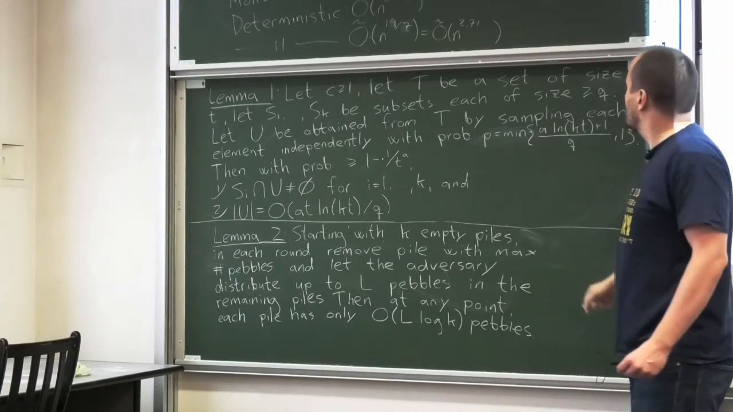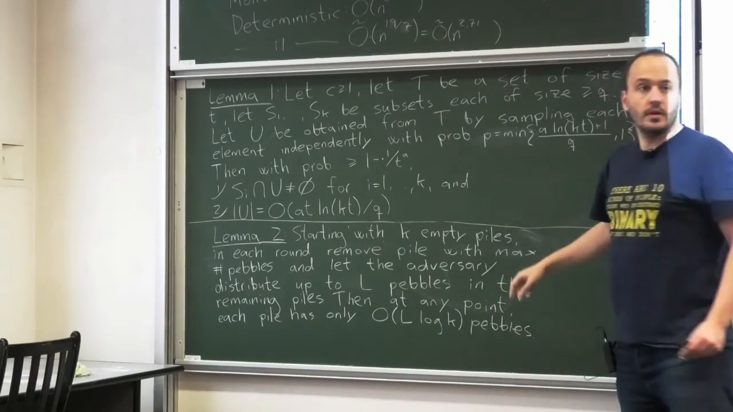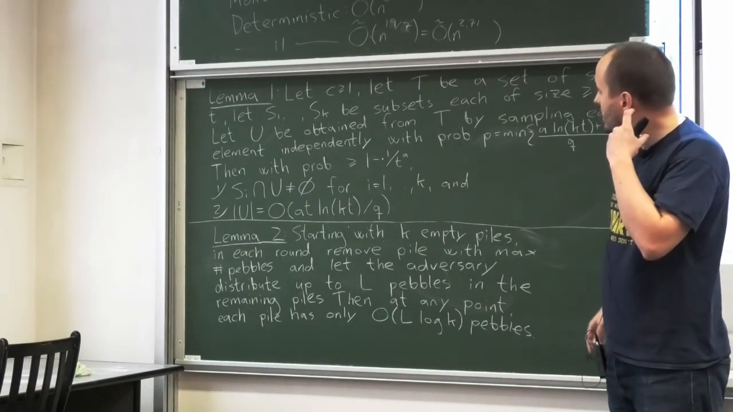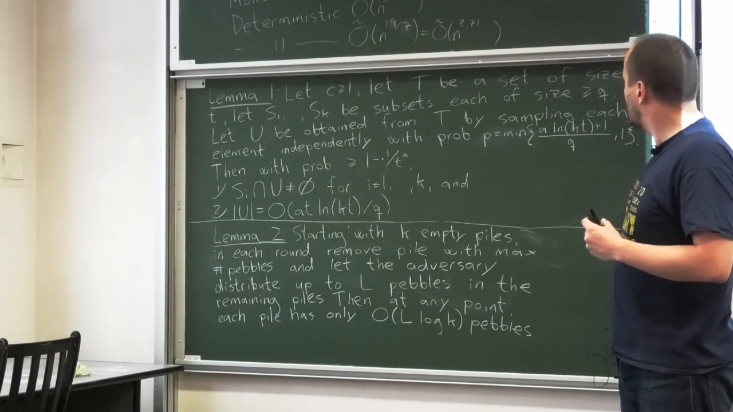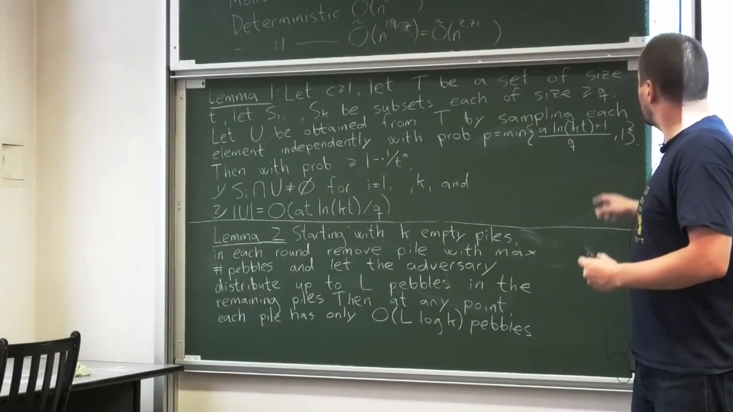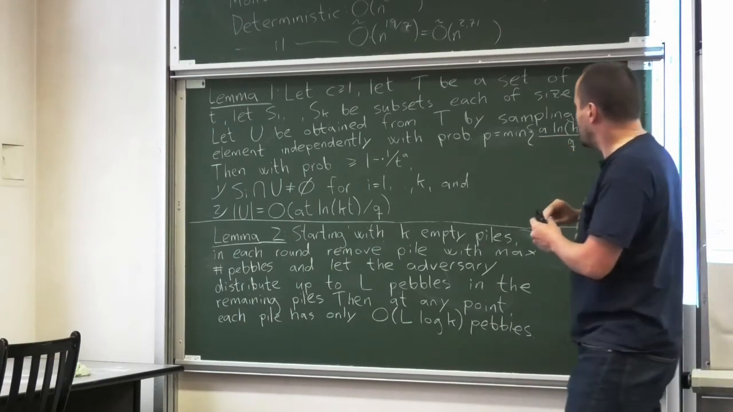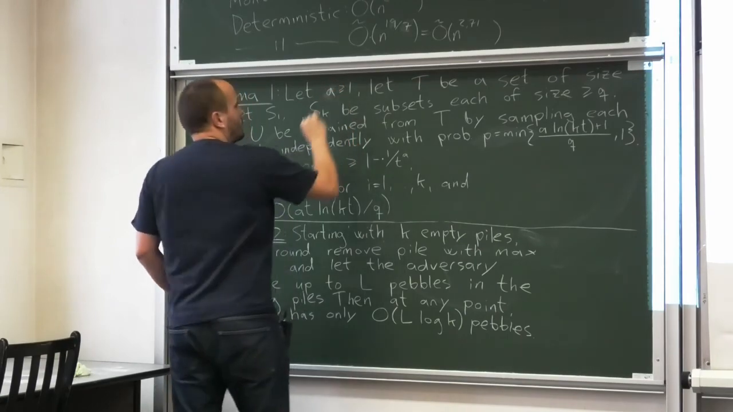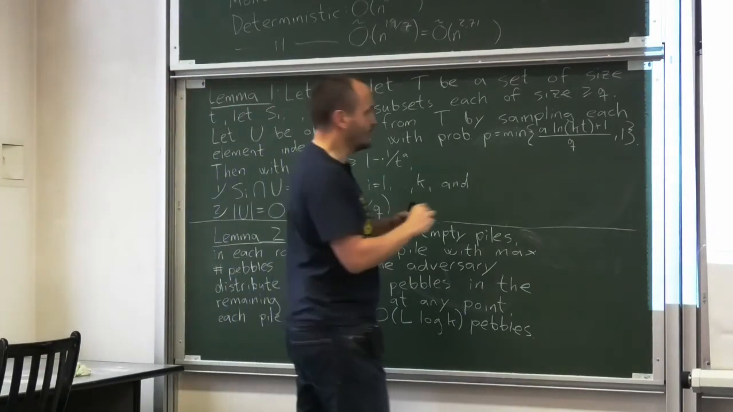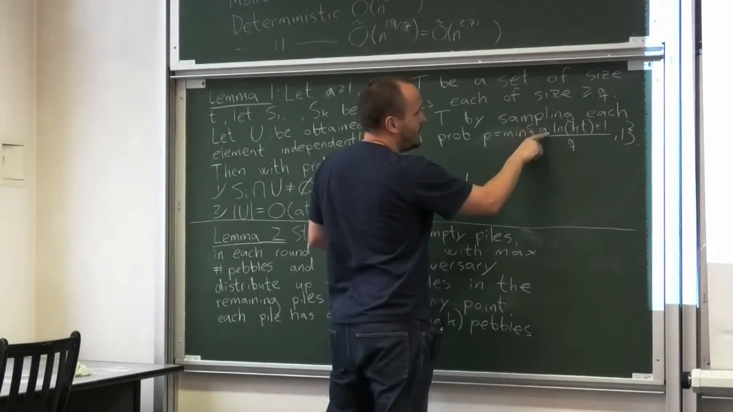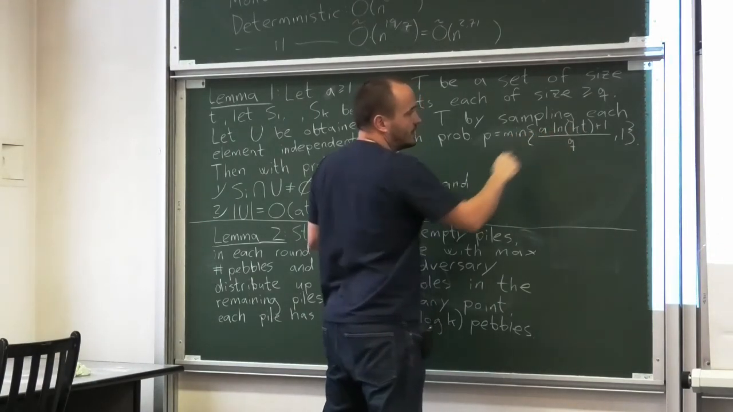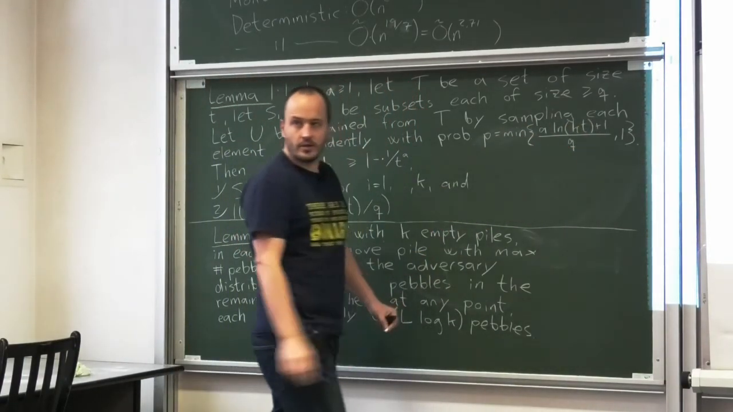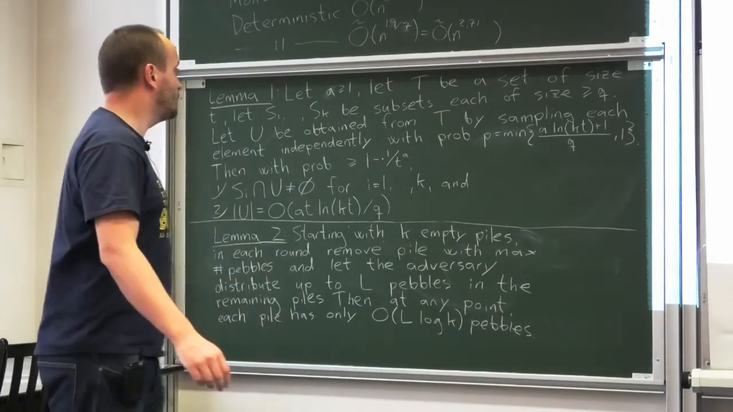Could you read what is inside this bracket? Here, I think I should call this A. Okay, yes, now it makes sense. So the probability is A times the natural logarithm of K times T plus 1, divided by Q. So roughly 1 over Q, there's some log up here, but roughly we sample with probability 1 over Q.